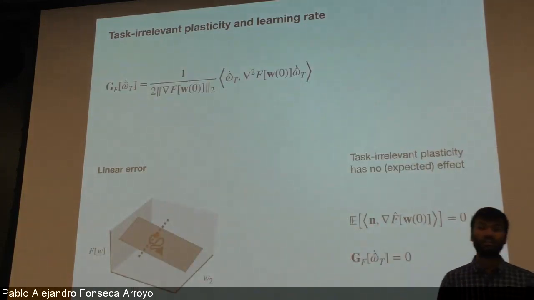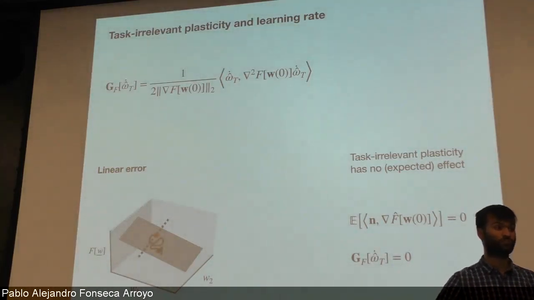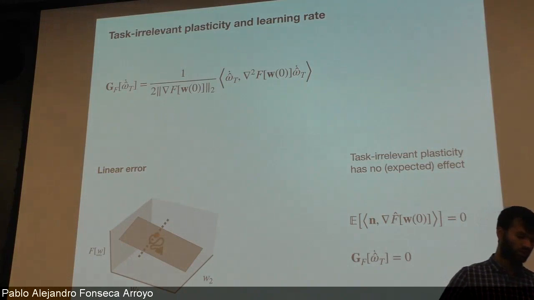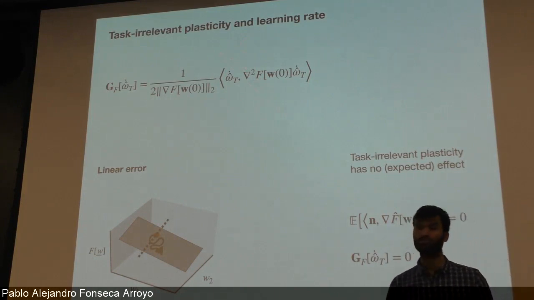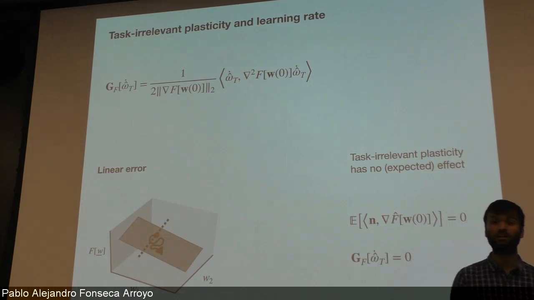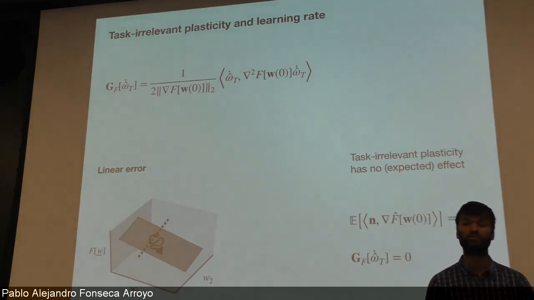Suppose I had a completely linear error function locally. There was no curvature term, the Hessian was 0. In that case, this G would be 0, right? Because the Hessian is 0. Also, if I think about the task irrelevant plasticity I was thinking about earlier, it's going to have no effect on expectation. I can deal with a huge amount of random movement.